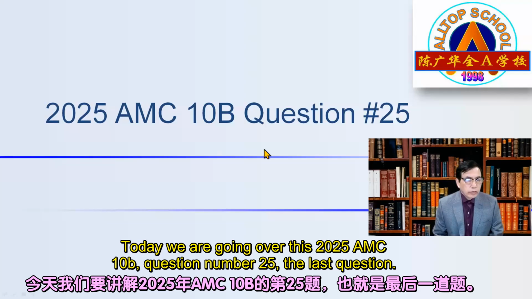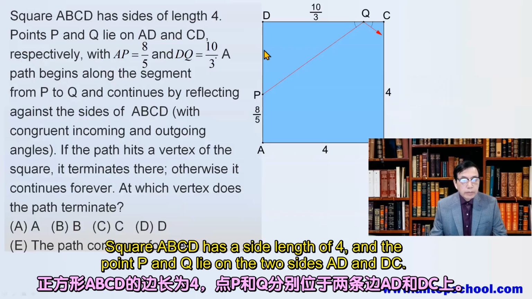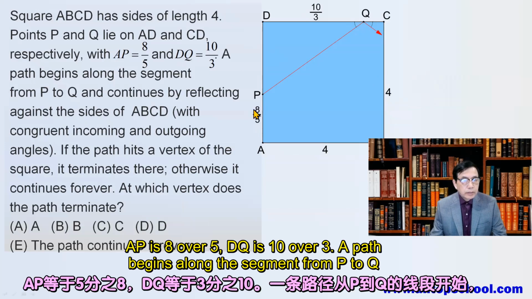This is 2025 AMC 10B, question number 25, the last question. Square ABCD has a side length of 4, and the points P and Q lie on the two sides AD and DC. AP is 8/5, DQ is 10/3.